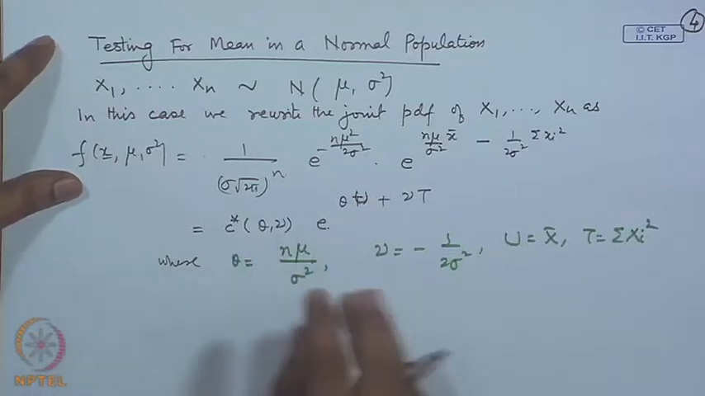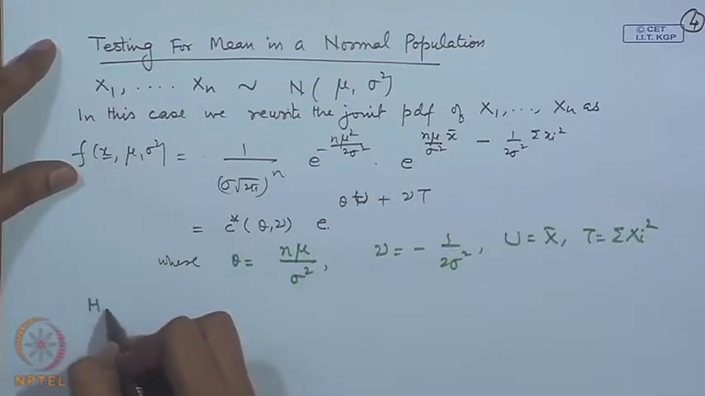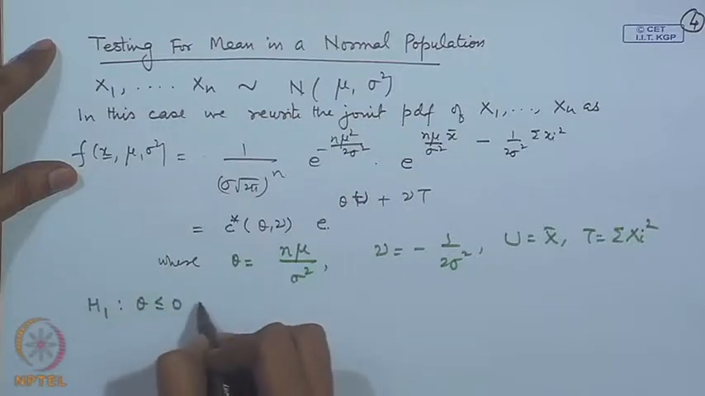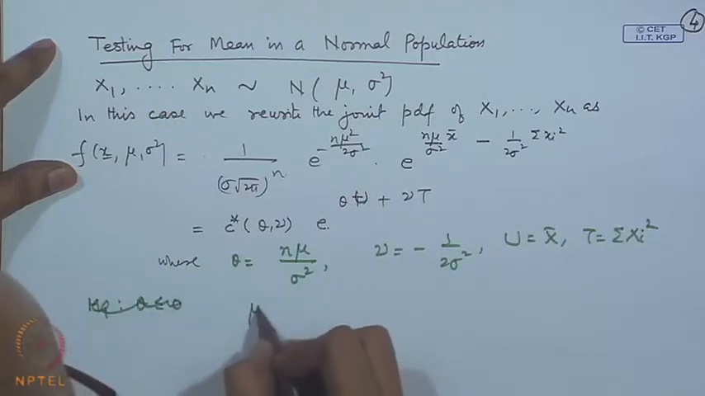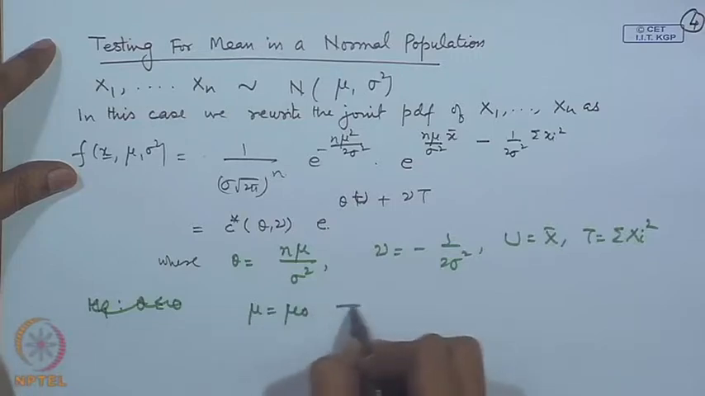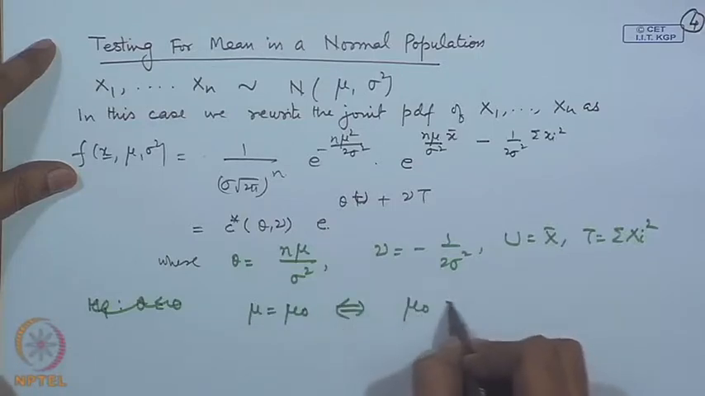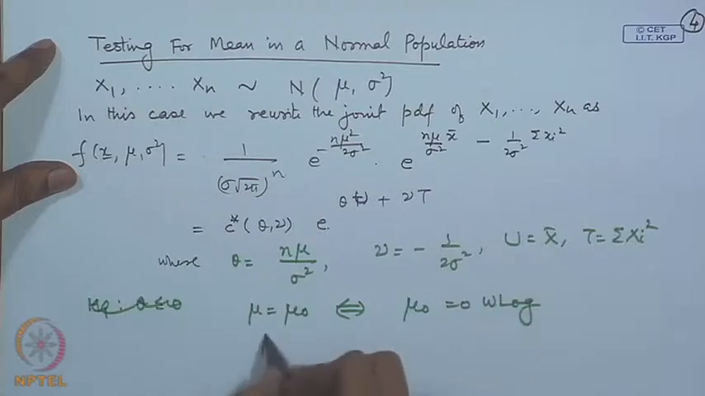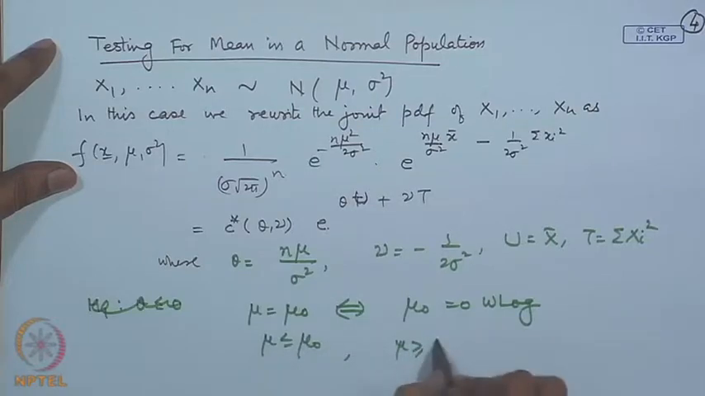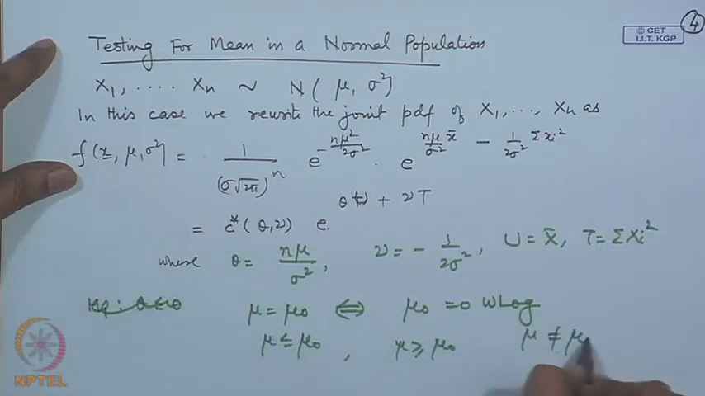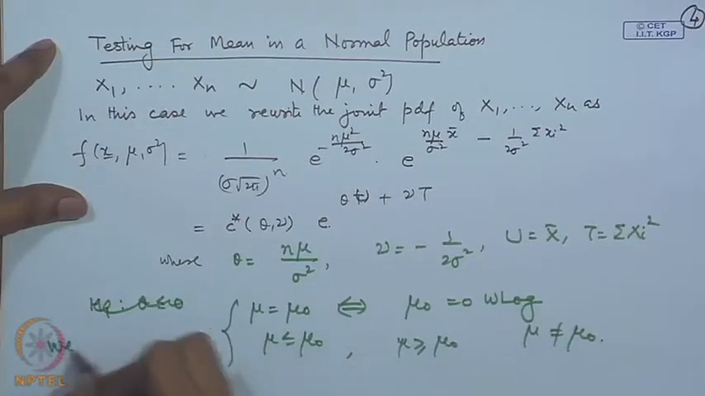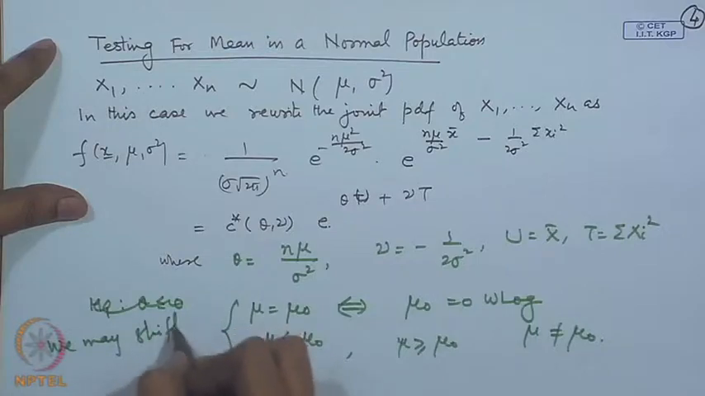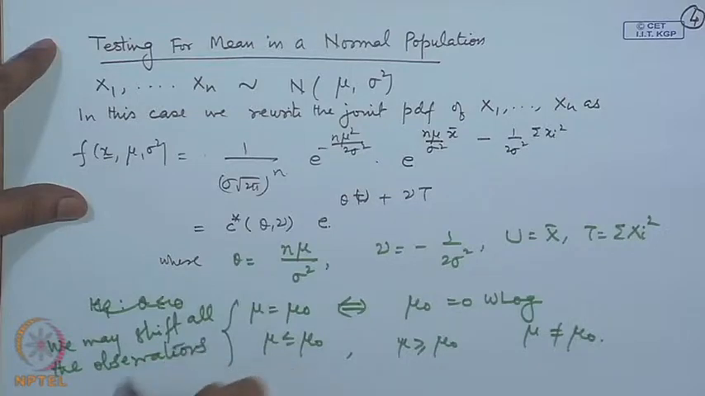Let me restrict attention to H 1 and H 4. So, H 1 would be theta less than or equal to 0. If I want to test for, say, mu is equal to mu naught, then this is equivalent to that I can take mu naught to be 0 without loss of generality. If I take mu less than or equal to mu naught, and so on, mu greater than mu naught or mu not equal to mu naught, because we can shift all the observations by mu naught.